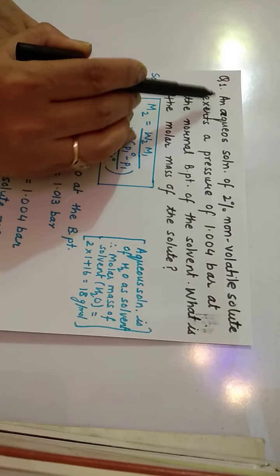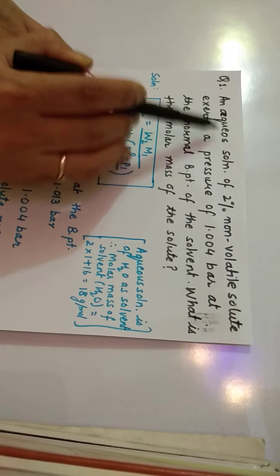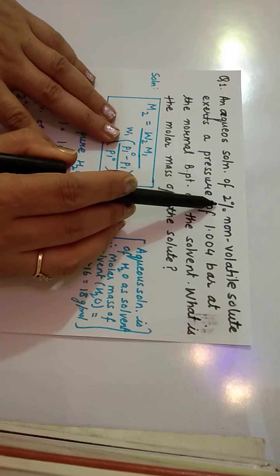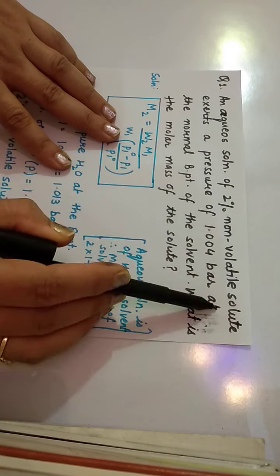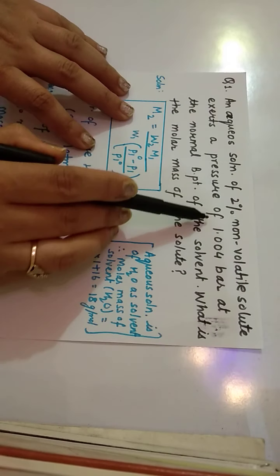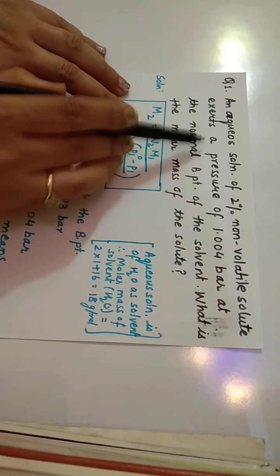And aqueous solution it is. Whenever it is aqueous solution, it means that the solvent is water. So the solvent is water and a non-volatile solute is added to it, and that non-volatile solute is 2 gram. So this exerts a pressure. Pressure term is there.